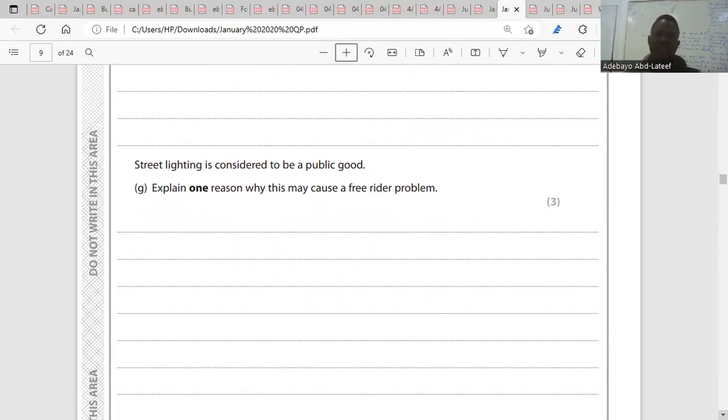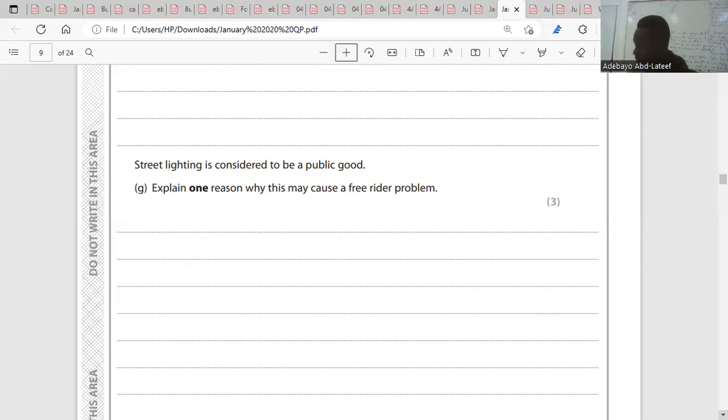Now, G. It says street lighting is considered to be a public good. Listen. In most of the exams, you're going to see free rider problems. You're going to see public goods. You're going to see private goods, possibly. So here they said street lighting in the streets is considered to be a public good. Explain one reason why this will cause a free rider problem. Before we go into the free rider problem, what is a public good? A public good is a good that is non-excludable and non-rivalrous.